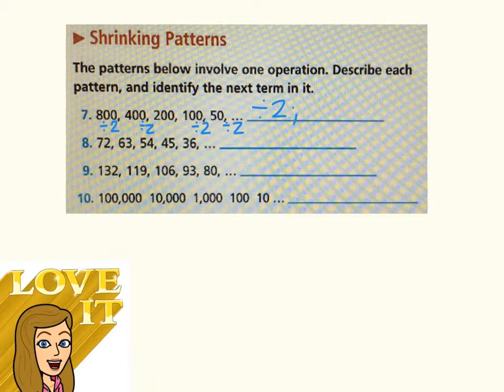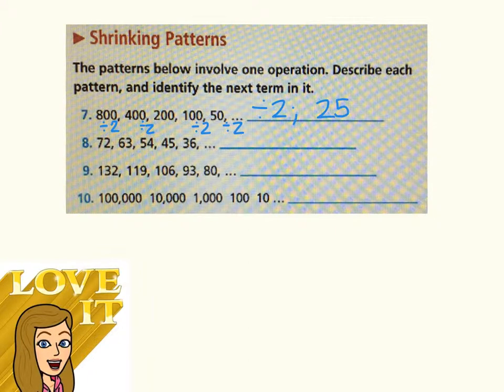So that means 50 divided by 2 would give you the next one. Well, think of quarters. How many quarters does it take to make 50 cents? 2, each quarter being worth 25 cents. So 50 divided by 2 is 25. That'd be the next term. All right, let's take a look at the next pattern.